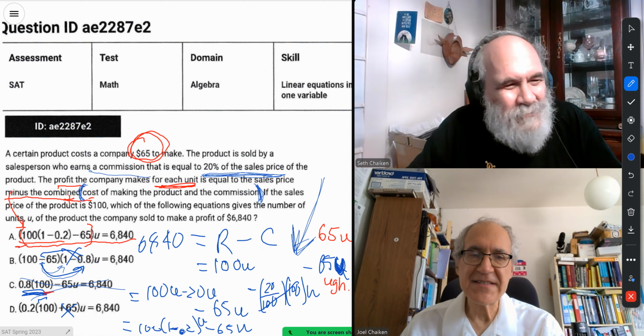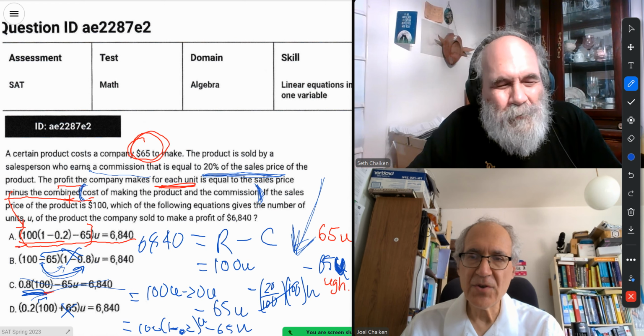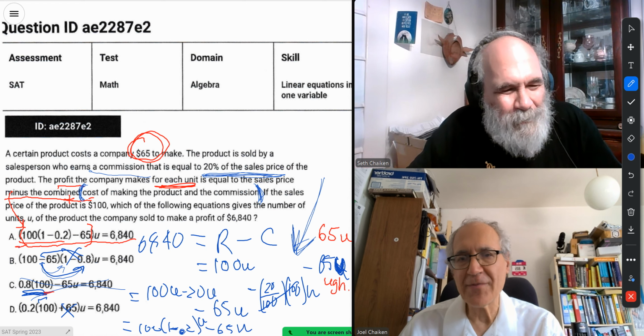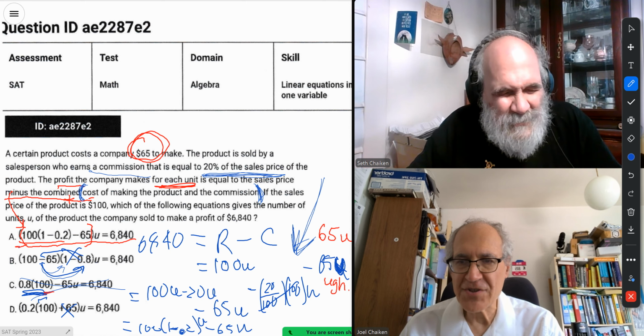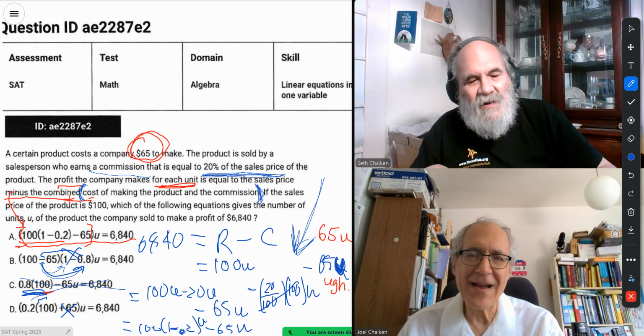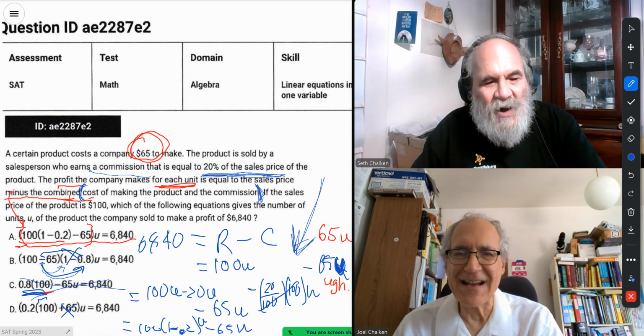They already give you the let statement. They want you to let U be the number of units. So this is a problem where they give you a word problem and you have to write the equation. There are no parameters here. I mean, to a certain extent you have to get the parameters, but not really. This is not really a parameter question.